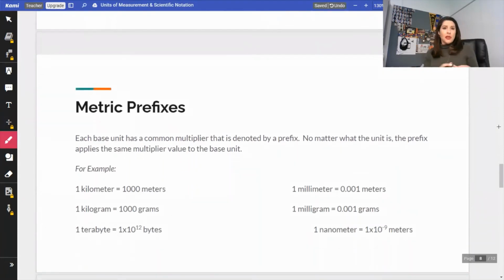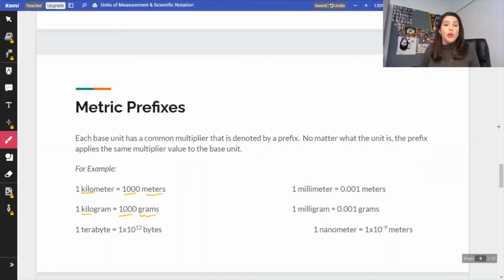So each base unit can have a common multiplier applied to it. What I mean is we can put a prefix in front of any base unit, and no matter what that unit is, that prefix is going to apply the same multiplier value to that base unit. Let me give an example. The prefix kilo means 1,000 of something. So 1 kilometer corresponds to 1,000 of that base unit meter. 1 kilogram corresponds to 1,000, again, of that base unit of grams.